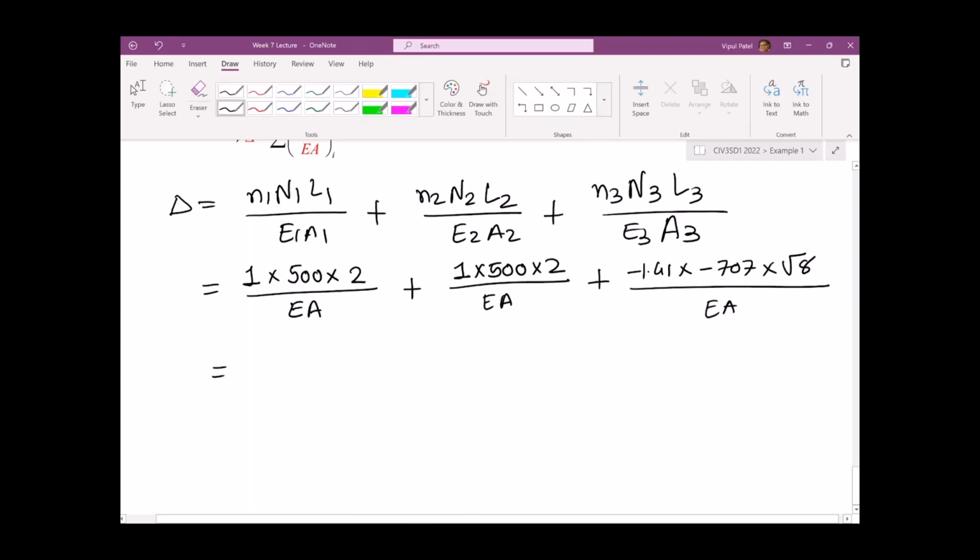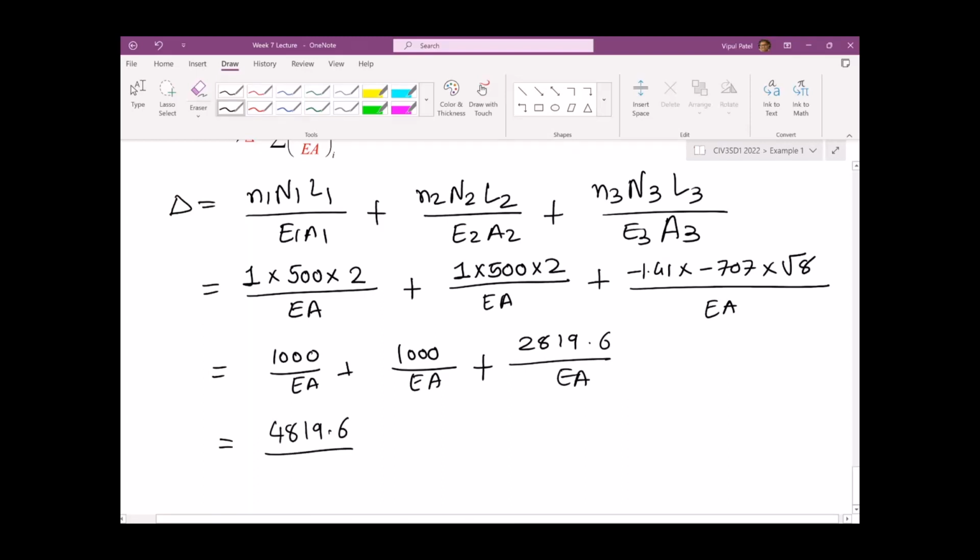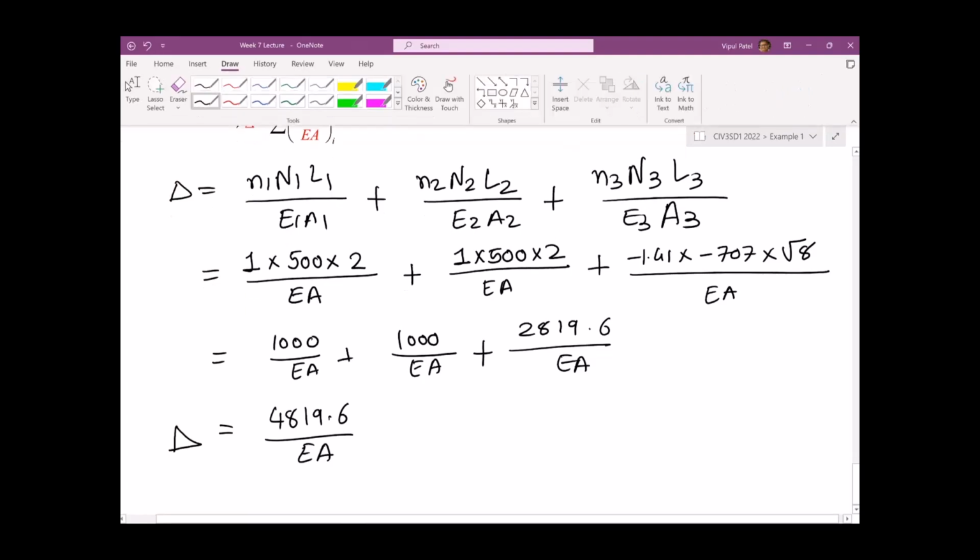So if you solve all of this, you get 1000 over EA plus 1000 over EA plus, let me use the calculator, 2819.6 over EA. So you get 4819.6 over EA as the displacement. Do you understand, or is it too fast?